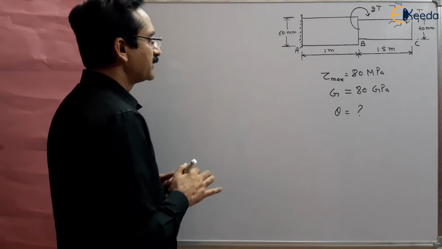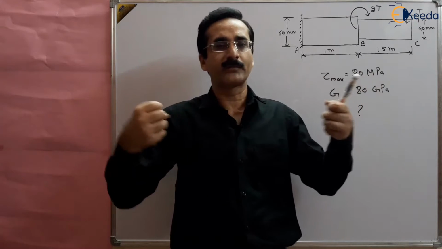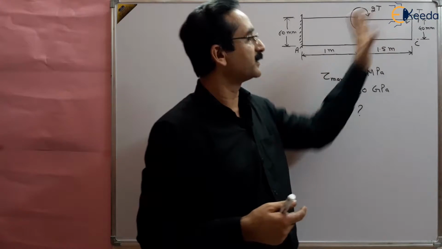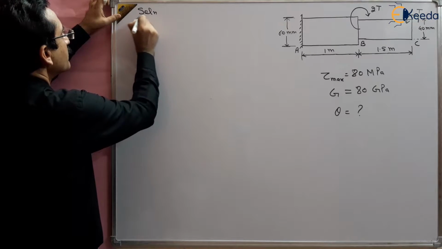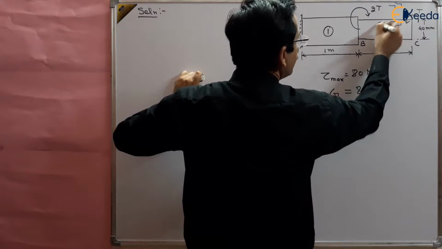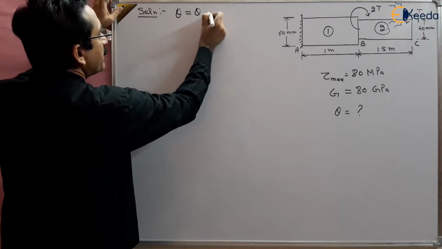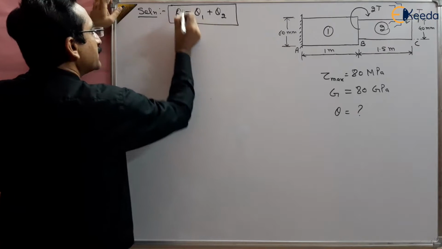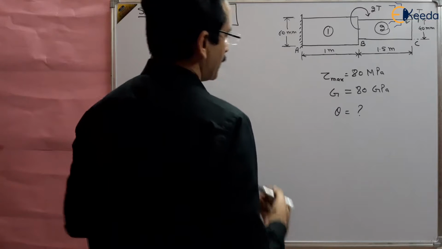This is similar to the condition in simple stresses, when we apply a force, the total deflection is the deflection in this part plus the deflection in this part, right? So solve it. Say this is part 1, this is part 2, and the total deflection in this shaft will be equal to theta 1 plus theta 2, right? You know, in series connection the deflections, the angles of twist, are added up.